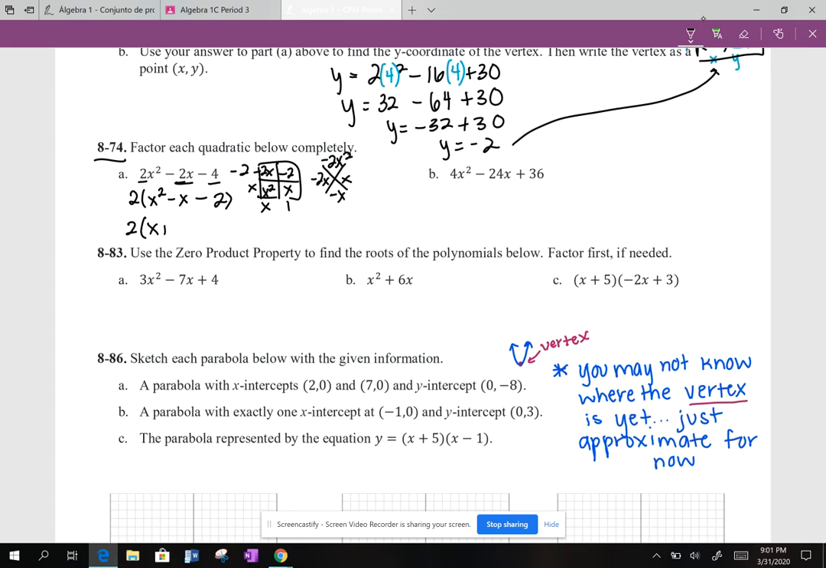Length times width. Okay, I've factored completely. Factoring completely means factoring out a common factor first, if there is one, and then factoring to get length times width. I'll give you a hint for part B. You are going to factor out a 4 before you do the rest.